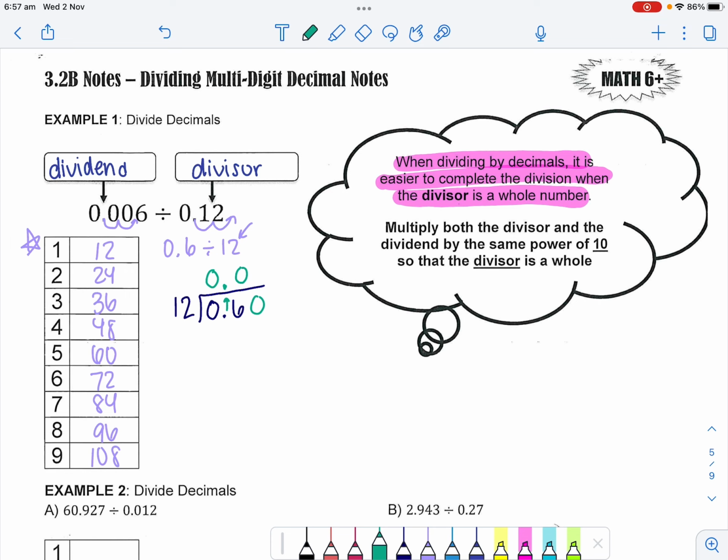And now I can say, does 12 go into 60? And the answer is yes, 5 times. 12 times 5 is 60, and when I subtract, I get my happy face 0. So 0.006 divided by 0.12 is equal to 0.05.